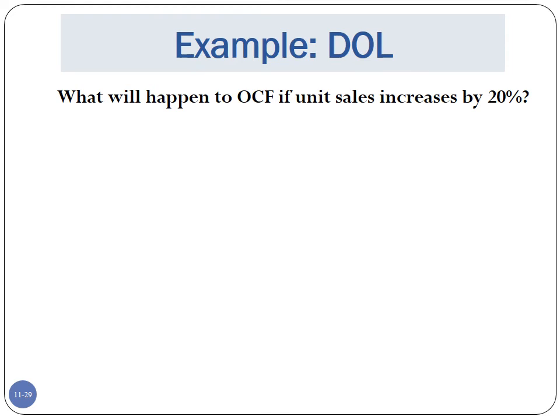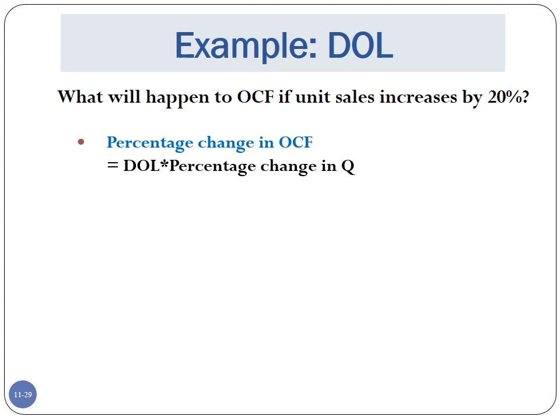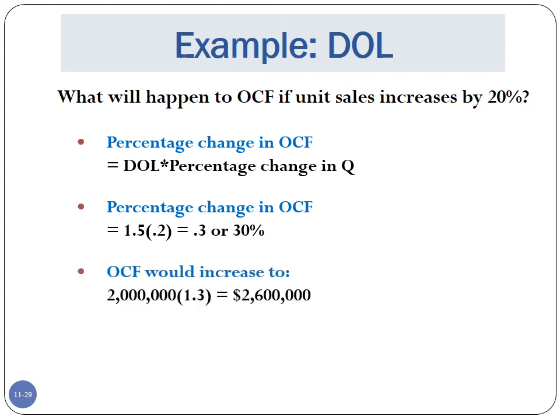So what will happen to operating cash flow if unit sales increase by 20%? The percentage change in operating cash flow is simply the degree of operating leverage times the percentage change in quantity, 1.5 times 20%, or a 30% increase in operating cash flow. So we see that the operating cash flow increase is not linear in proportion to the unit sales increase. And this is important for understanding whether or not we're going to increase unit sales on our sales projections, whether or not we would want to undertake such a project.